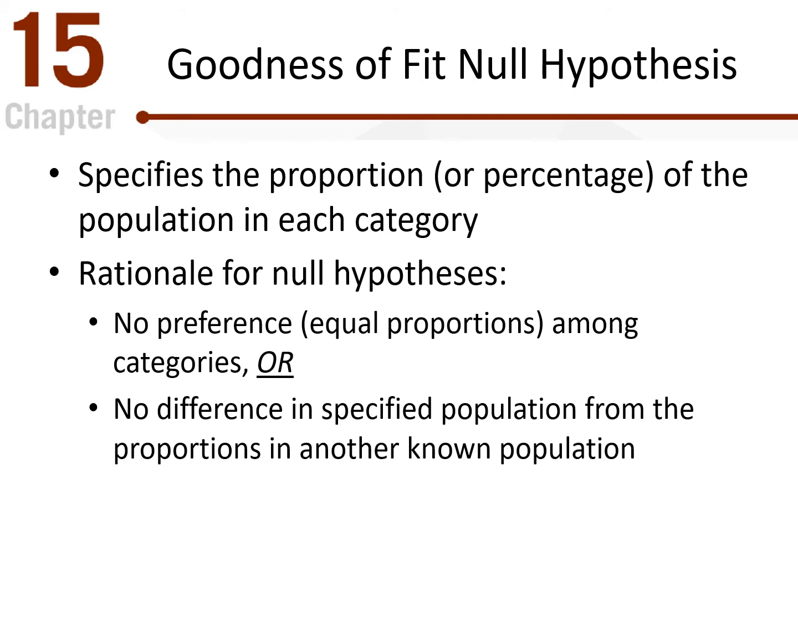So the null hypothesis could be equal proportions. That's one common one. If you just want to look for preference, you're going to use the null hypothesis of equal proportions. For example, let's say you're doing Coke versus Pepsi, like the blind taste test, blind challenge, Coke versus Pepsi. And you want to see, is there a preference?